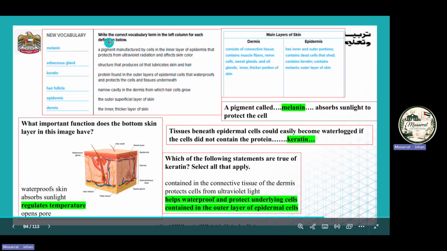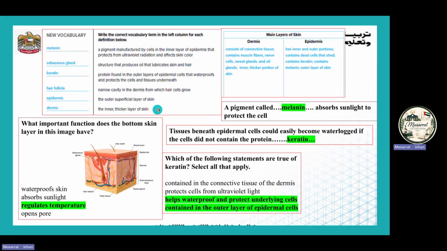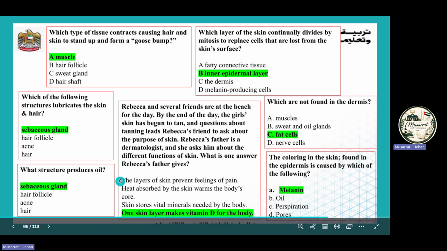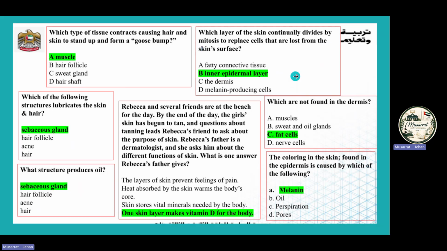Here you have to match the vocab and the definition. Then the difference between the two layers, dermis and epidermis. Which type of tissue contracts, causing hair and skin to stand up and form goosebumps? Muscle. Which of the following lubricates the skin and hair? It makes it oily. It's the sebaceous gland. Which structure produces oil? Sebaceous gland. Which layer of the skin continuously divides? The inner epidermal layer. Which are found in the dermis? Fat cells.